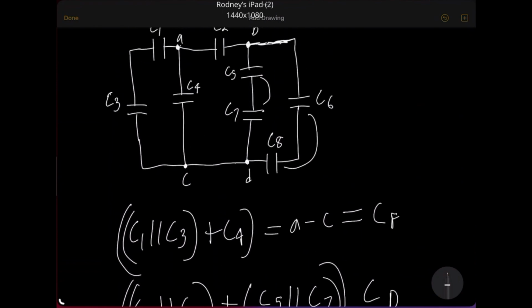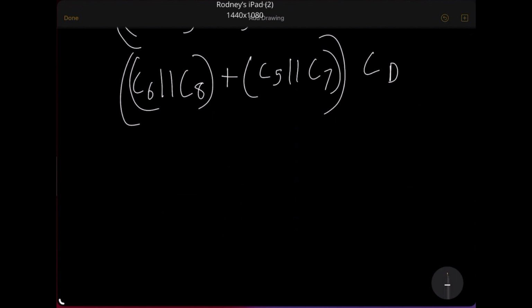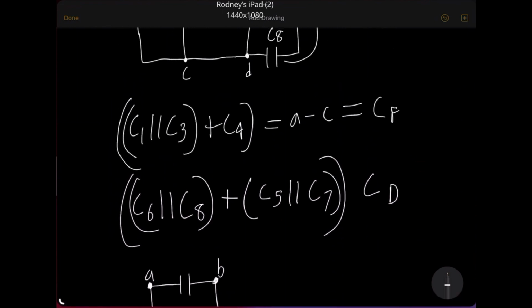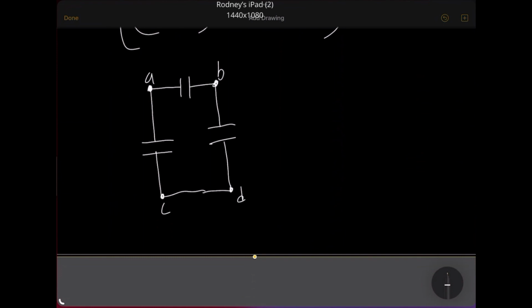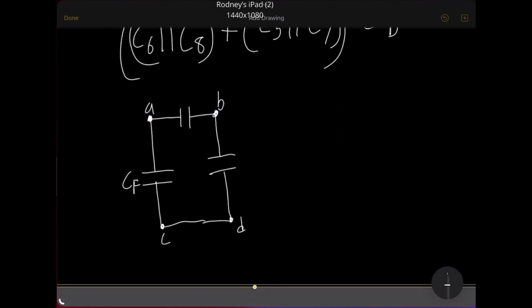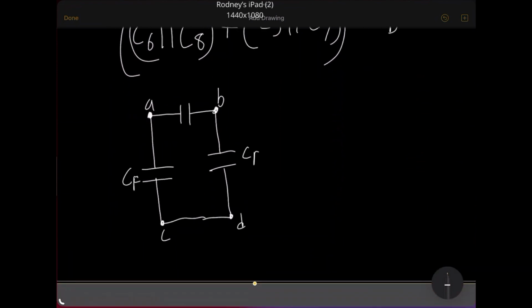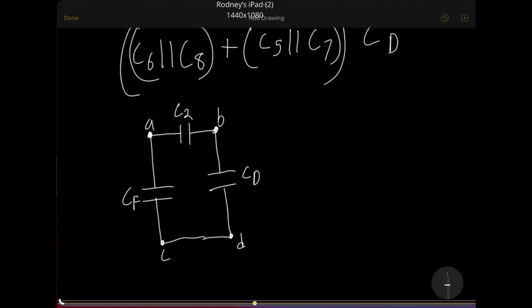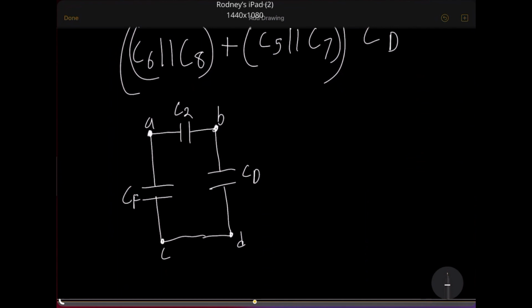And you're going to end up with a new circuit with capacitors. I'm going to draw that real quick. Okay, so we have our new circuit. We're going to call this CF. This is going to be called CD, and then this is going to be the same C2 up top. So how would you combine this?